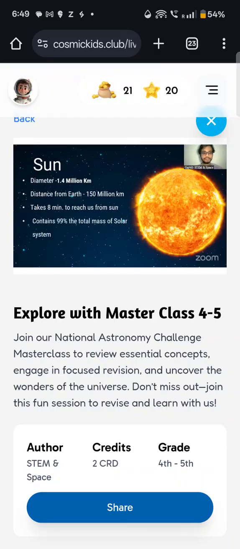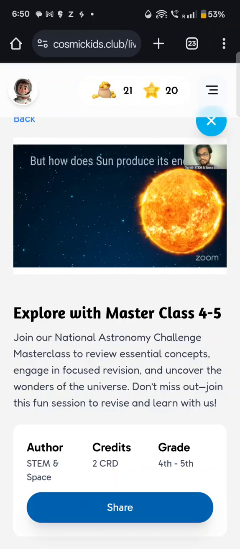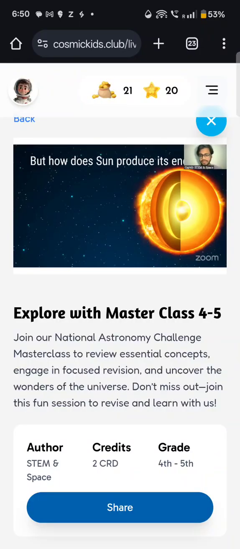And it is so huge that if you combine everything in the solar system, all the planets, asteroids, comets, the sun alone contains 99% of the total mass of the solar system. And it is made up mainly of two gases, which are hydrogen and helium. But how does the sun produce this much energy? It is made up of hydrogen and helium, it is so big. But how does it produce that much energy for the solar system?